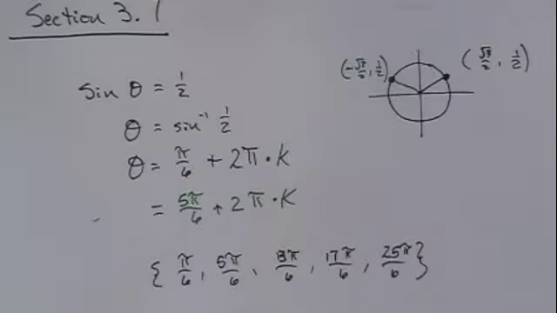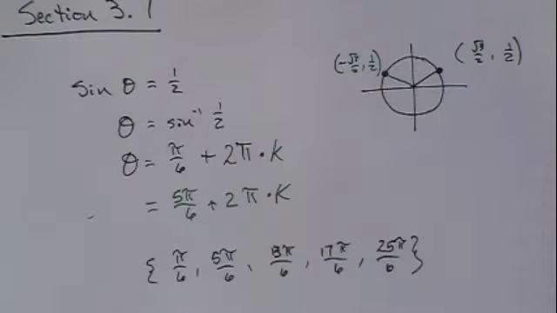There are many, many solutions because of that sine wave. And if we don't worry about it being a one-to-one function, then we have an infinite number of possibilities for this angle where sine of theta is equal to 1/2.